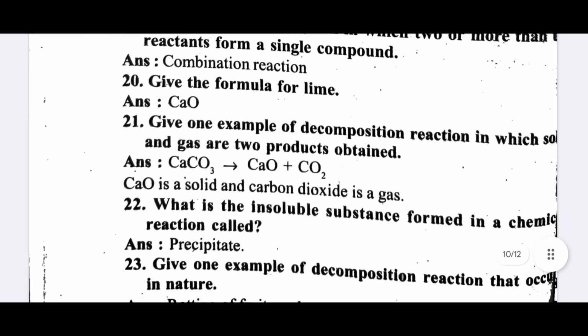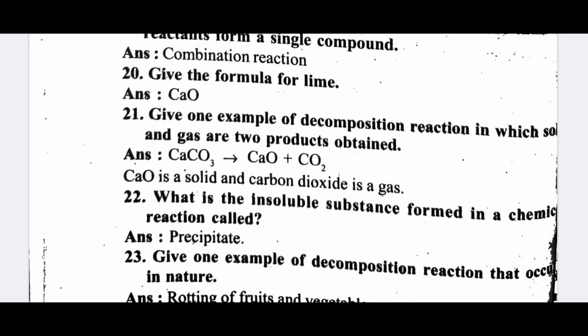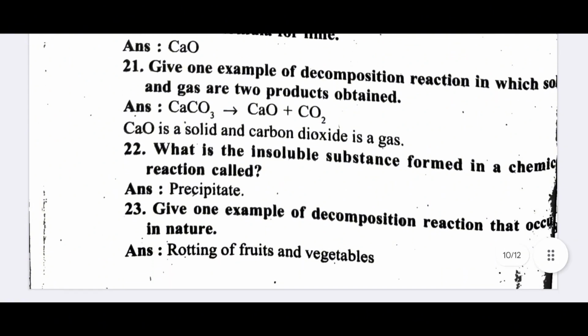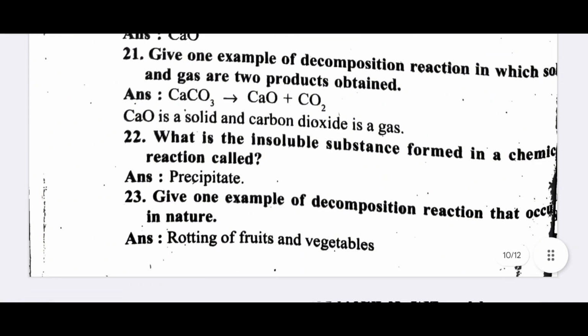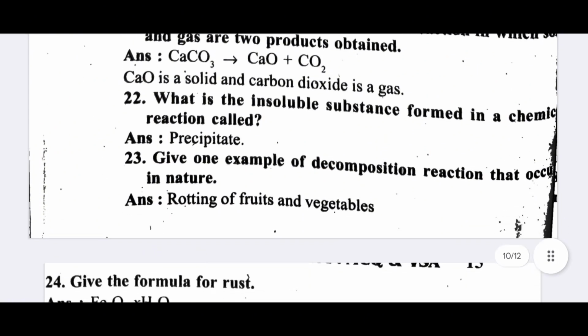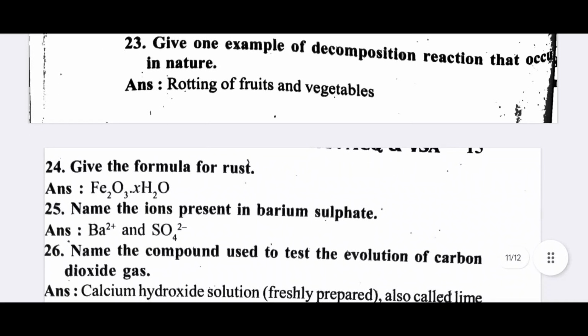What is the insoluble substance formed in a chemical reaction? Precipitate. Give an example of decomposition reaction which occurs in nature: rotting of fruits and vegetables. Give the formula of rust: Fe2O3.xH2O. Name the ions present in barium sulfate: Ba2+ and SO4 2-.